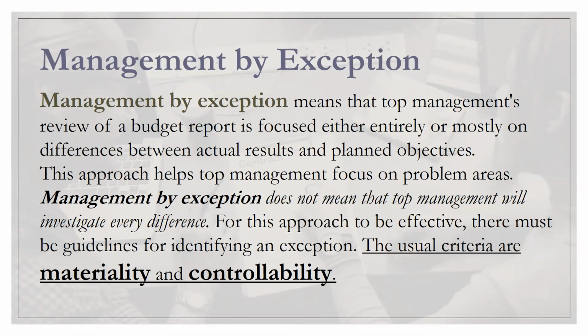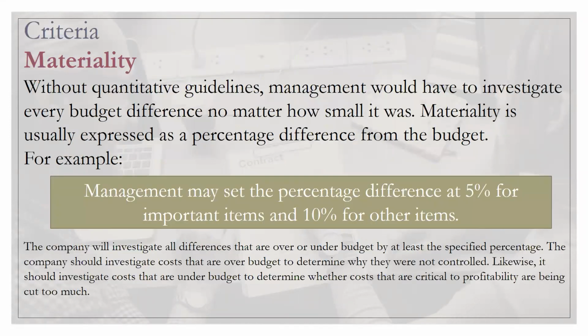For this approach to be effective, there must be guidelines for identifying an exception. So the usual criteria are materiality and controllability. When we say materiality, without quantitative guidelines, management would have to investigate every budget difference, no matter how small it was. Materiality is usually expressed as a percentage difference from the budget. So for example, management may set the percentage difference at 5% for important items and 10% for other items. The company will investigate all differences that are over or under budget by at least the specified percentage.